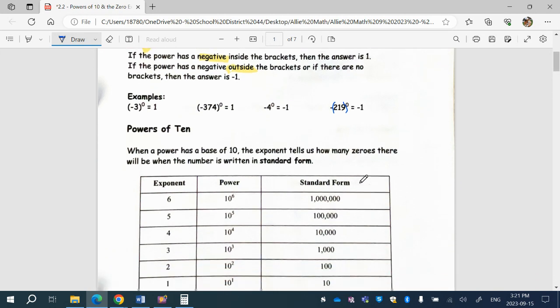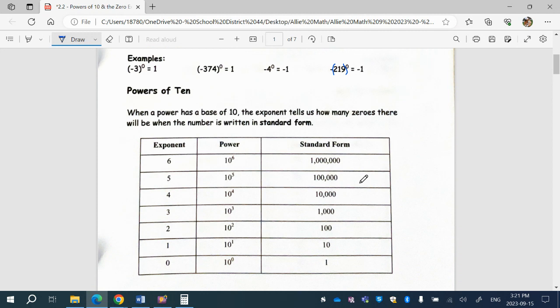The other thing that we're going to learn about is powers of 10. When a power has a base of 10, the exponent tells us how many zeros there will be when the number is written in standard form. So make sure you're highlighting or writing it in as we go along.